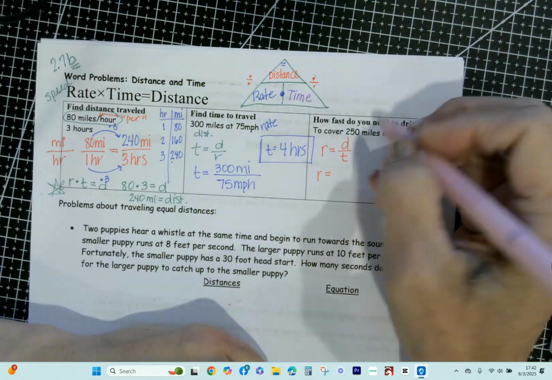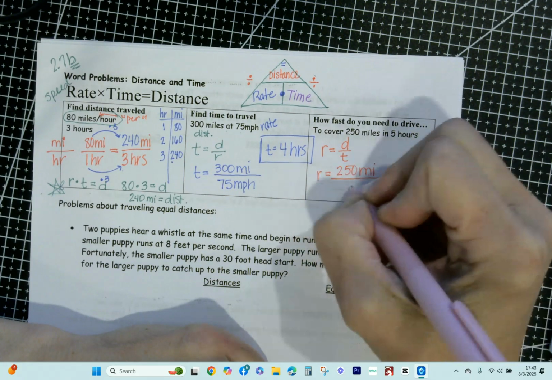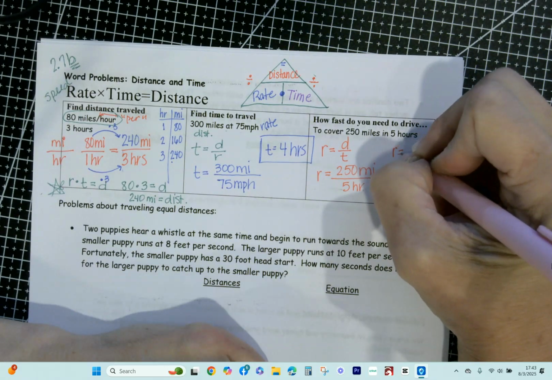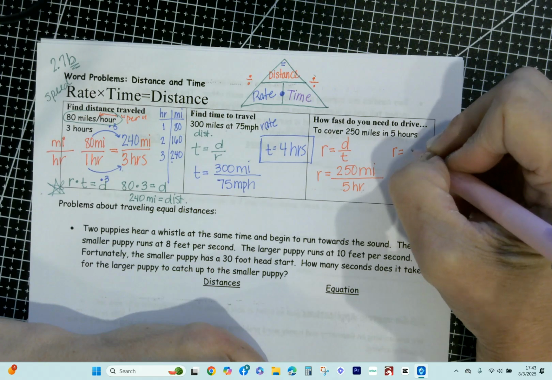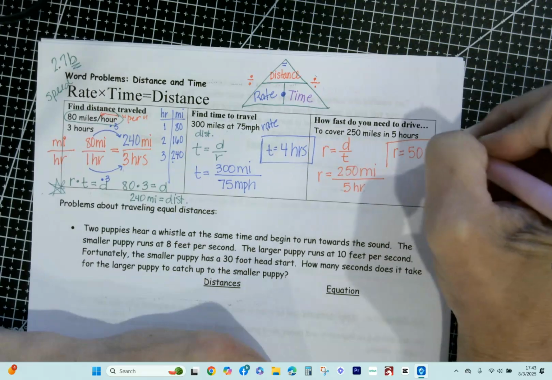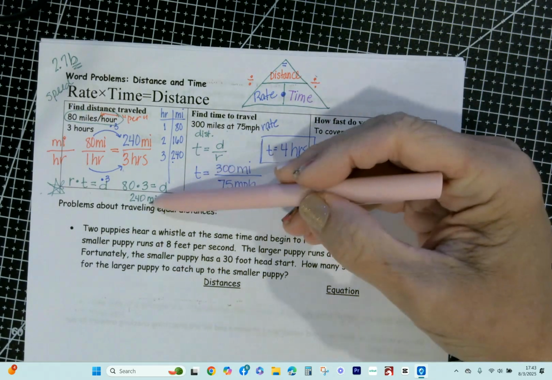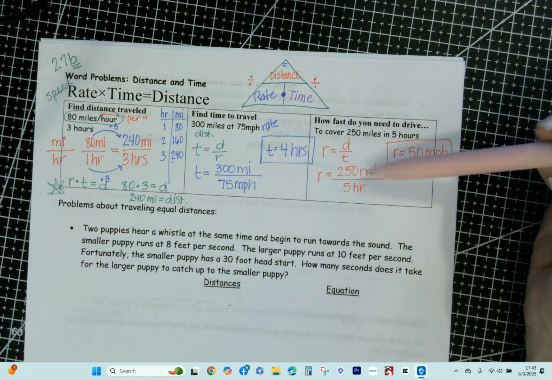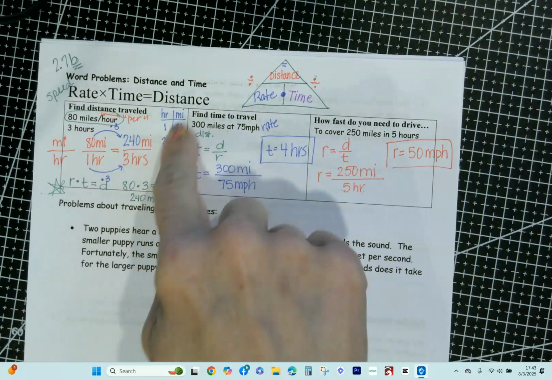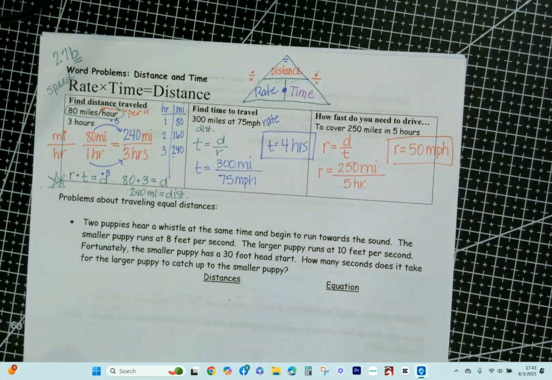So my rate is 250 miles, and we're going to do that in 5 hours. Okay, so the rate is going to be 50 miles per hour. Just like that. So this is very handy for this, this, and this. And then I just wanted to remind you about unit rate. Try not to use this unless you absolutely get totally stuck. All right, here we go.